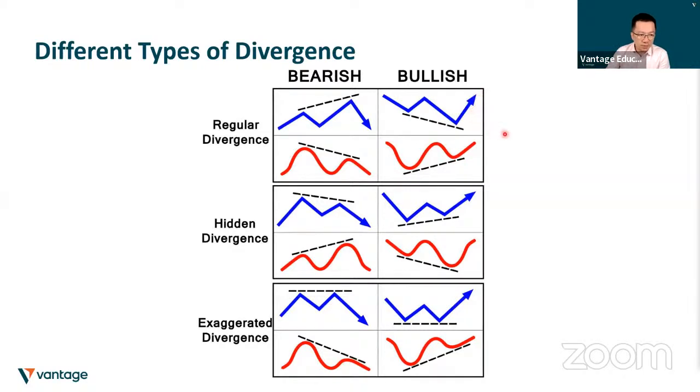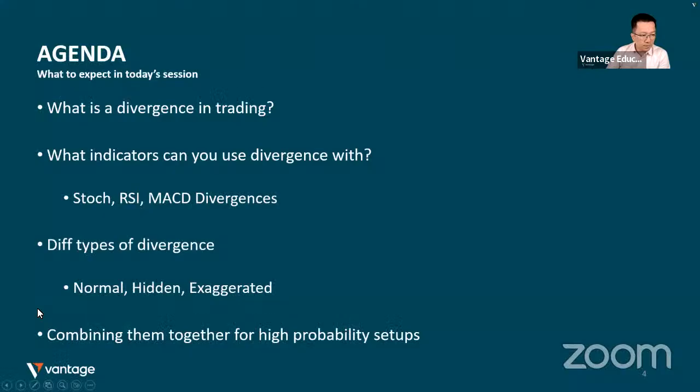All right. So again, a couple of things to get through today. What is divergence? It's when we identify the scenario with price and an indicator moving in a different direction. Next, I'll show you what indicators you can use with divergence.